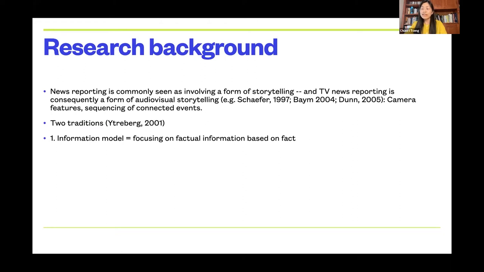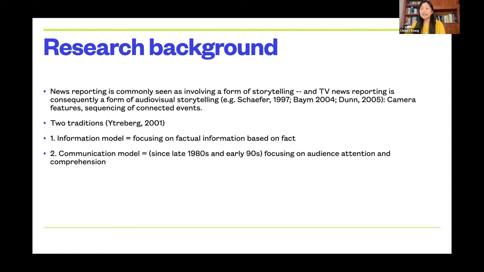And the Norwegian scholar Ytre Berg distinguished the transition between two models of news reporting. The first one is the information model that focuses on reporting factual information based on fact. And the second model, which started around the late 80s or early 90s, is called the communication model. It focuses on audience comprehension and attention. So there have been a lot of debates about which model is more appropriate for news reporting. Nevertheless, most news channels inevitably need to pursue the communication model to a certain degree.